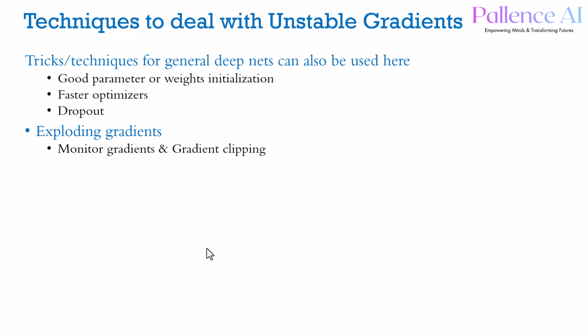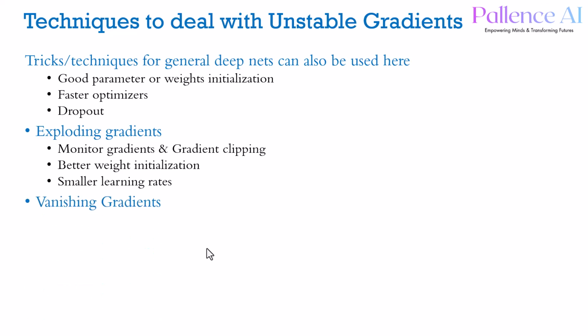And you can clip the gradients. There's a technique called gradient clipping. You can use that. Or just like we described earlier, better weight initialization will help with the exploding gradients as well. And also the learning rate. If you use smaller learning rates, that can also help with the exploding gradients. What about the vanishing gradients?